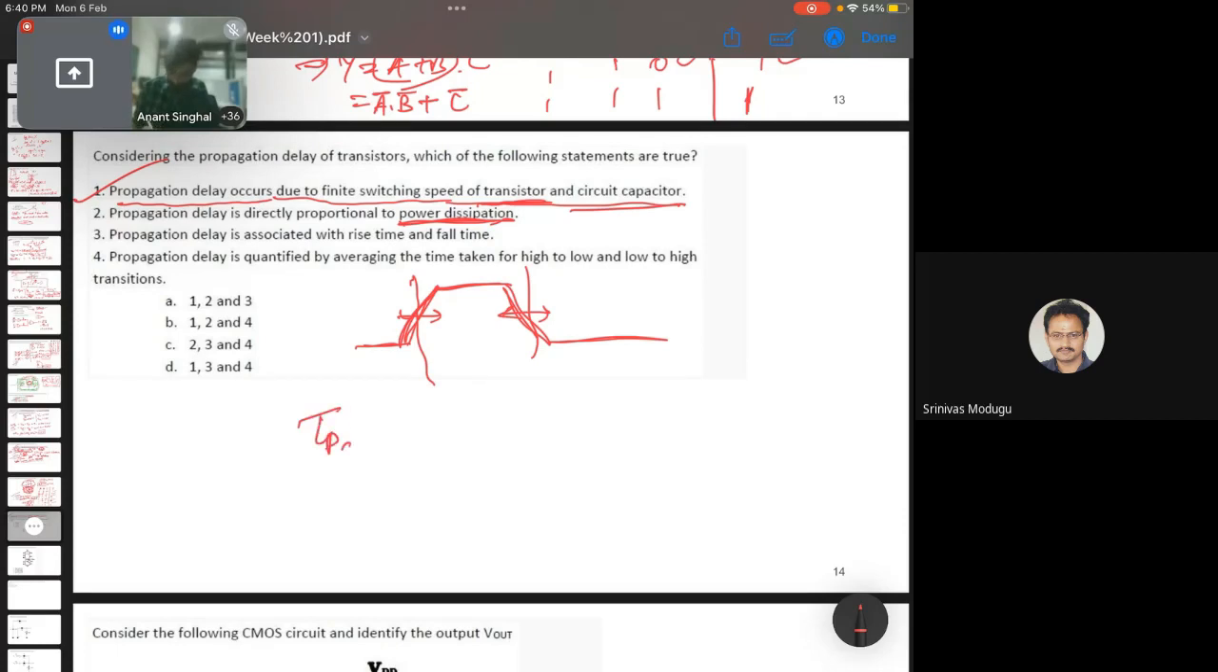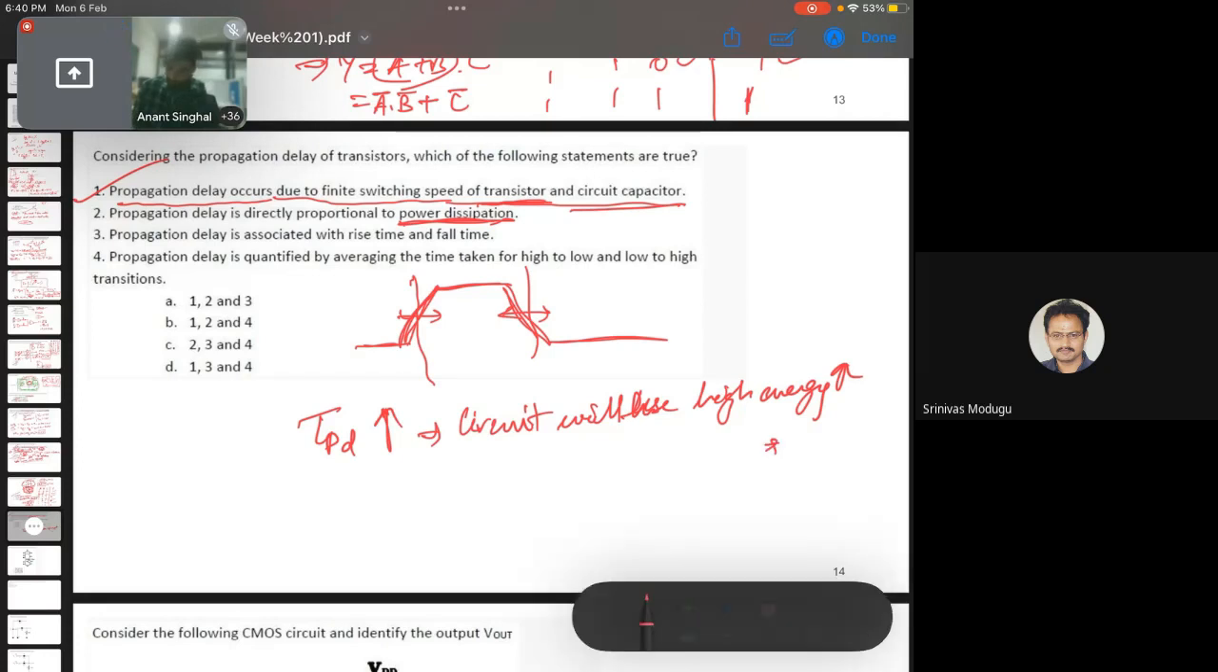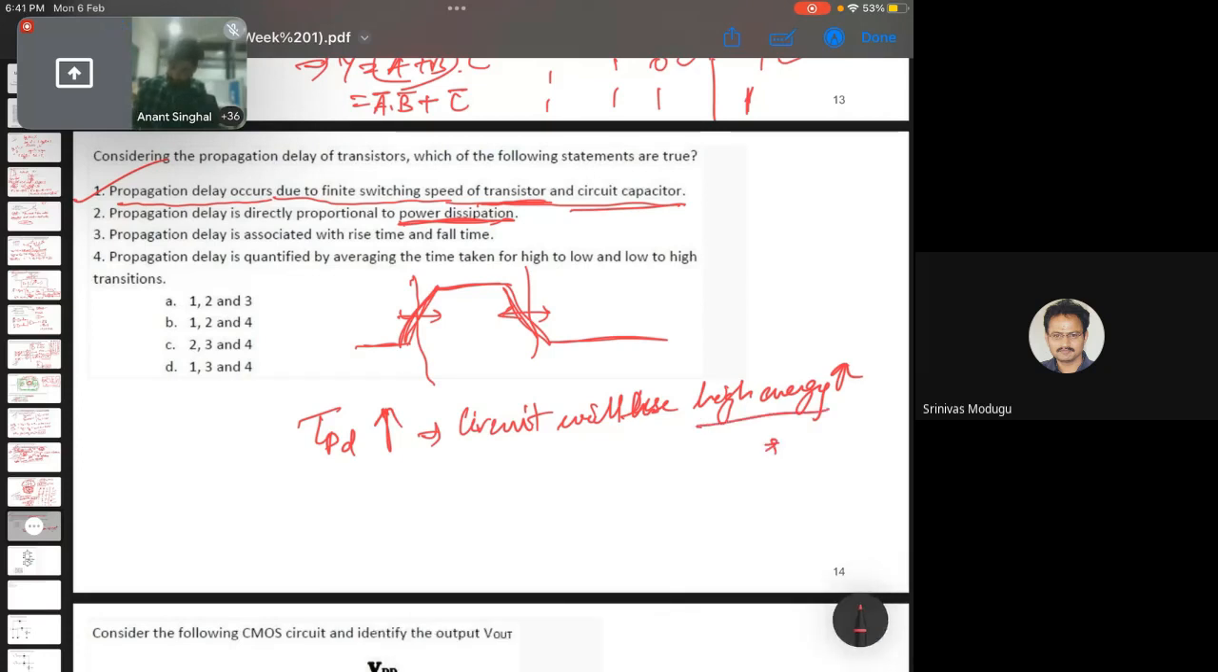So if we have a lesser propagation delay, what will happen? The circuit will use high energy, and that will result in an inverse relation with power dissipation, since the circuit is using high energy. So the option says that it is directly proportional, which is not true for this case. So the second option is not correct.